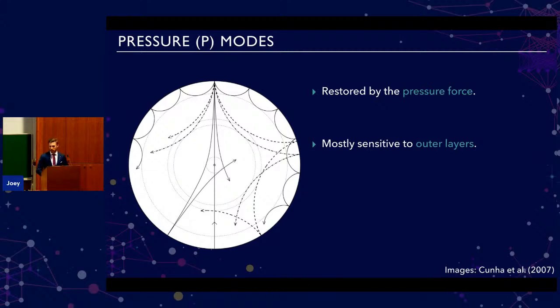So we have different classes of stellar pulsations based on the restoring force. The first one are pressure modes. They are acoustic modes, and they are restored by the pressure force. And these are mostly sensitive to the outer layers of the star.